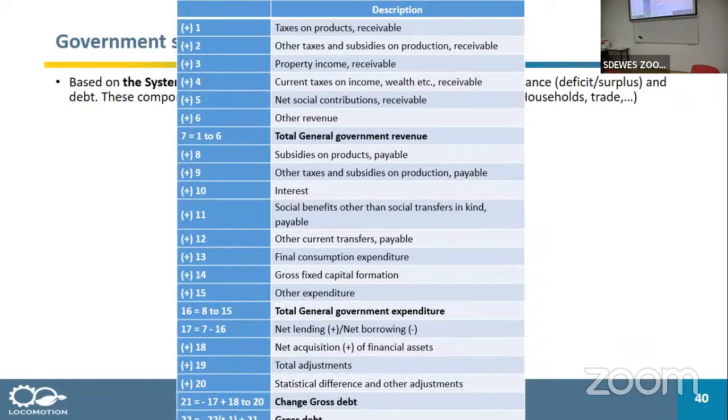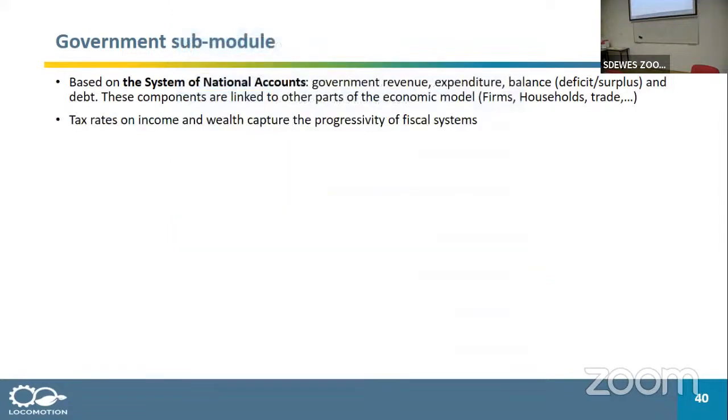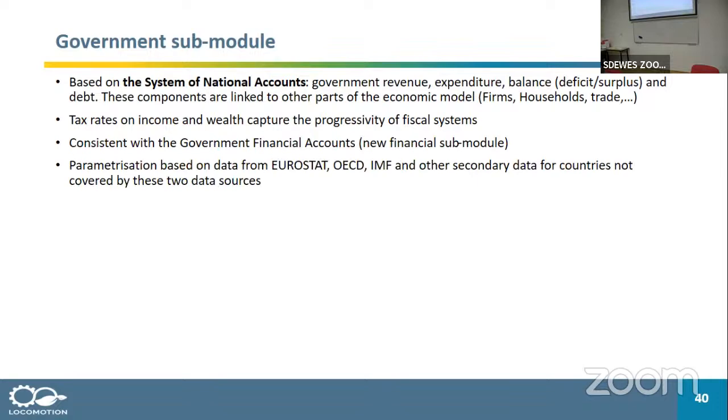Here is the gross debt. We have tax rates on income and wealth for each of the households that are different; in most of the countries you have higher tax rates for high income households. It's fully consistent with the government financial accounts and with the financial model, and the parameterization is based on data from Eurostat, the OECD and the IMF.